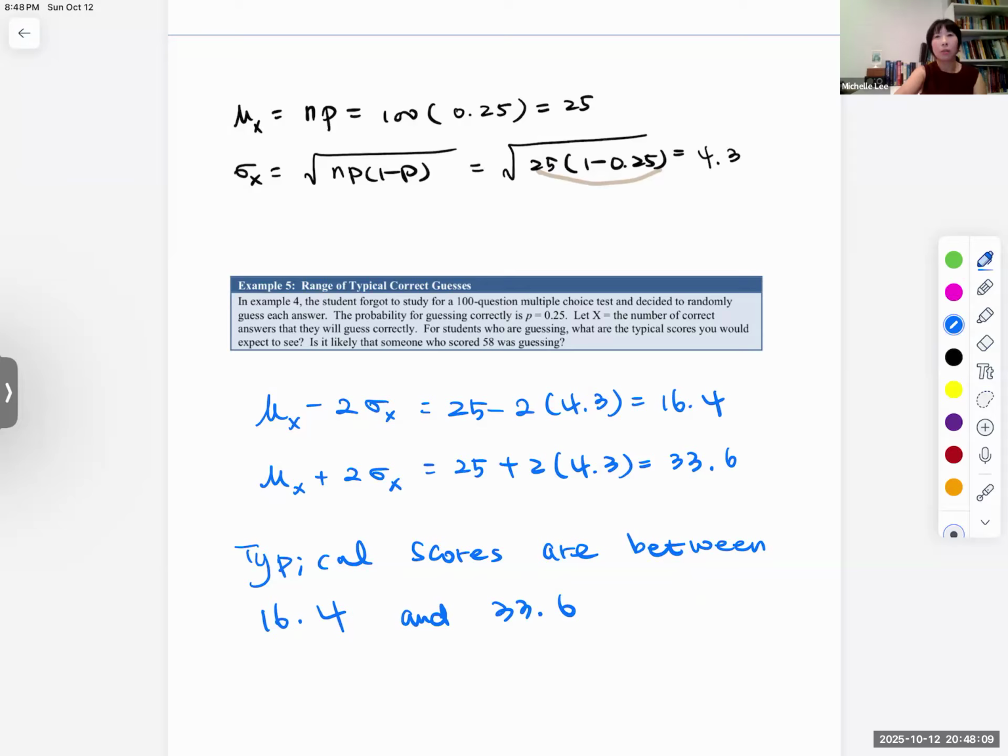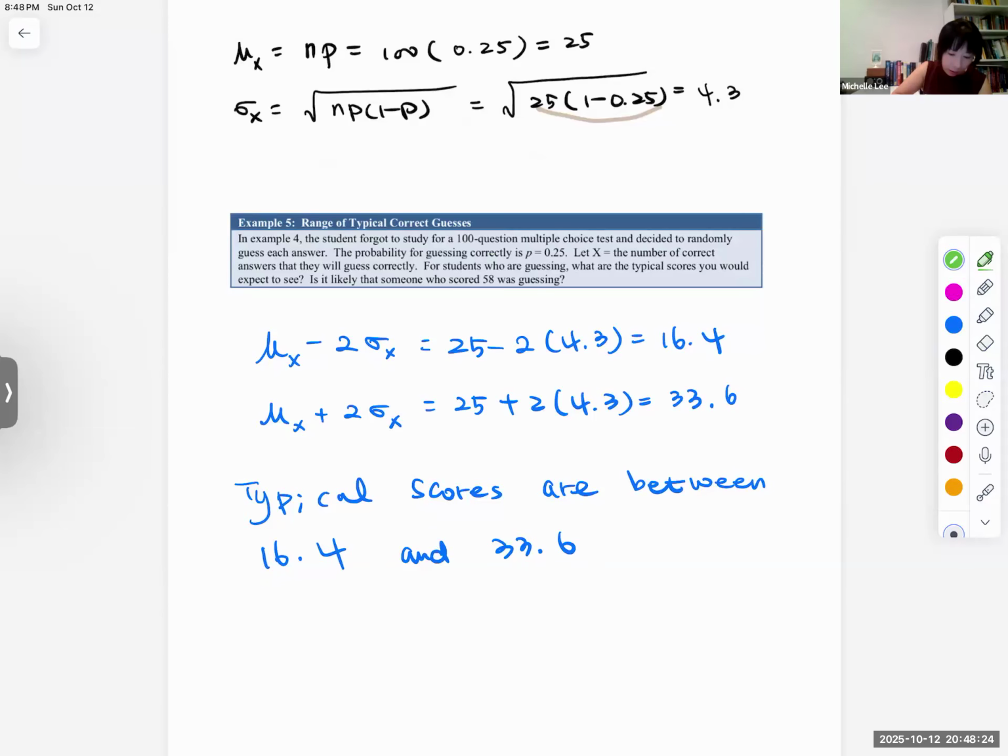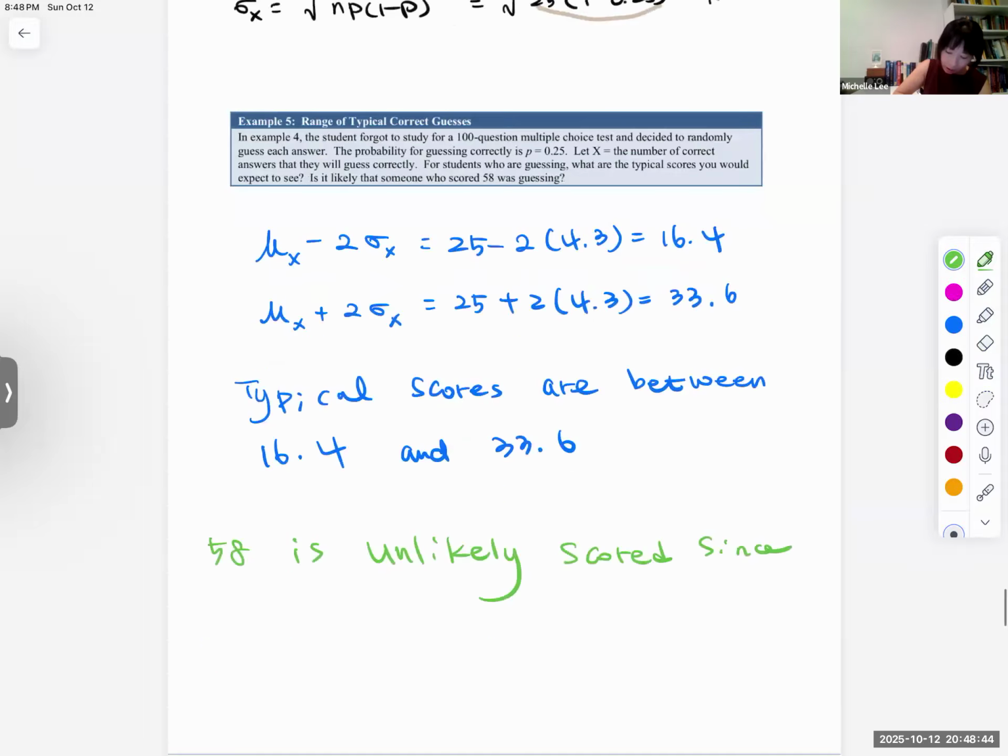Yes, unusual, right? Because 58 is above 2 standard deviations. Is it likely? No, unlikely. 58 is an unlikely score since it's above 33.6, yeah?